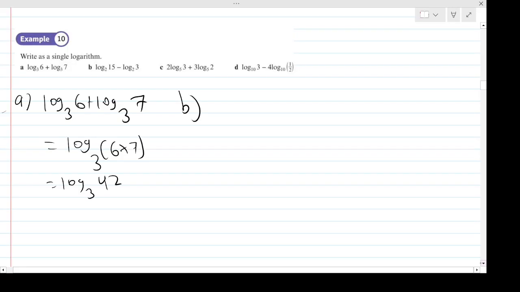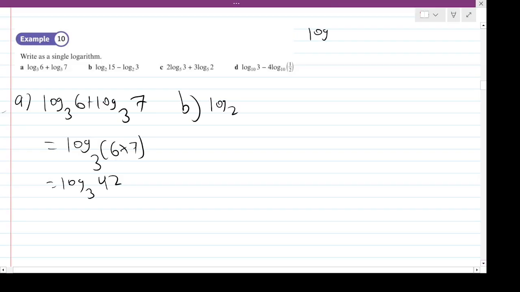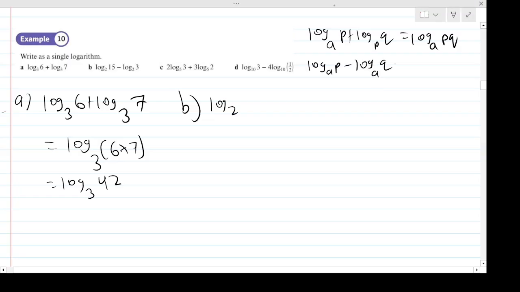Part B, log 2. In fact, I'll write the log laws here first. Log A of P add log A of Q equals log A of PQ. Log A of P take away log A of Q equals log A of P over Q.